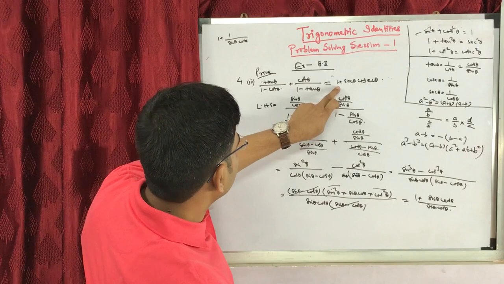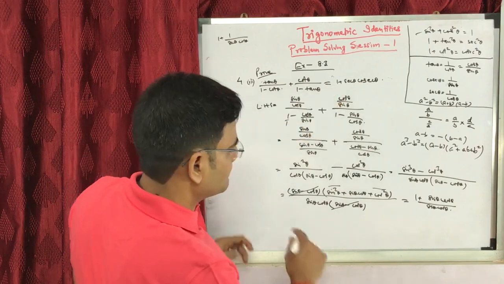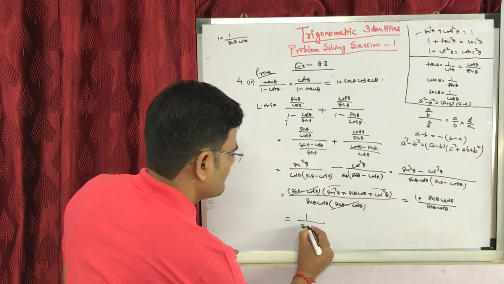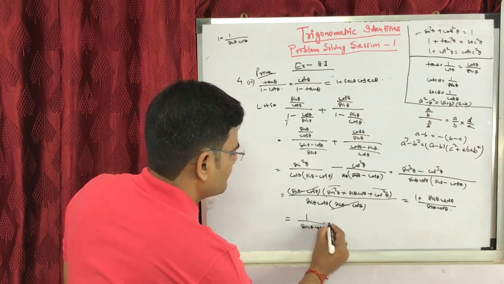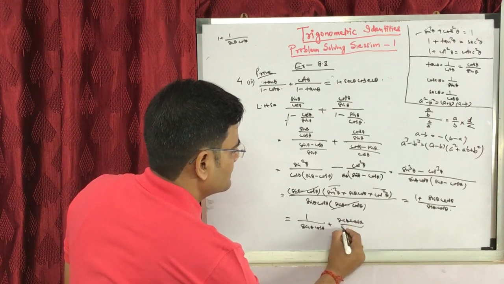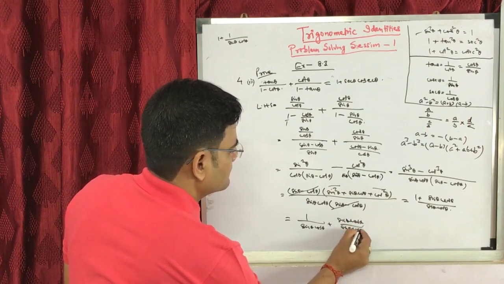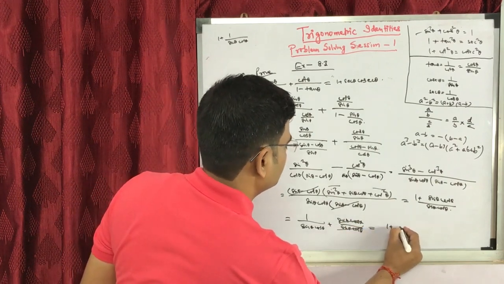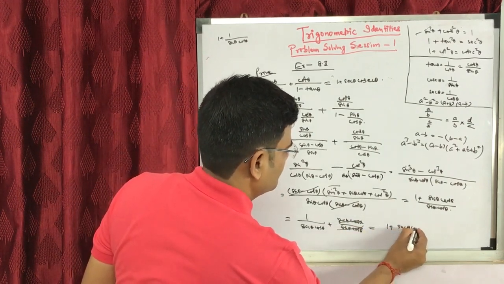See, we are almost there. Bracket, 1 by sin theta cos theta plus sin theta cos theta by sin theta cos theta. They cancel each other, so this becomes 1 plus sec theta cosec theta.